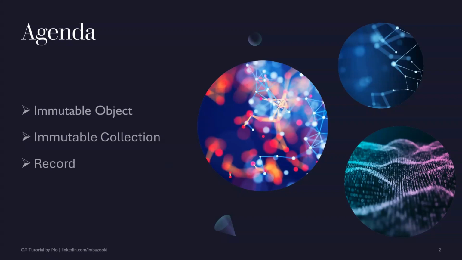Today we are exploring the concept of immutability in C#. It may sound a bit fancy, but it's simply a way of creating objects that cannot be changed after they are created. First, we'll discuss immutable objects, then we will talk about immutable collections, and finally, we will cover record. So, without further ado, let's get started.